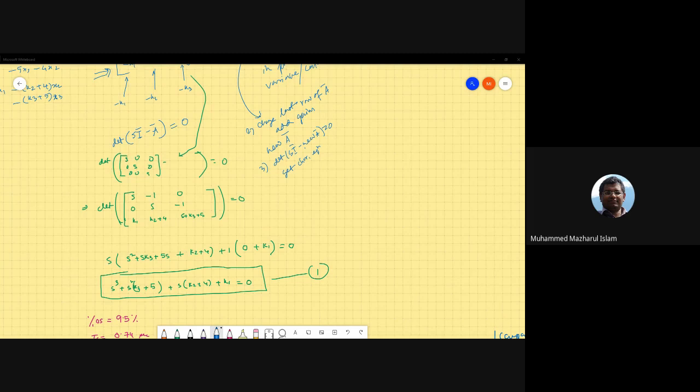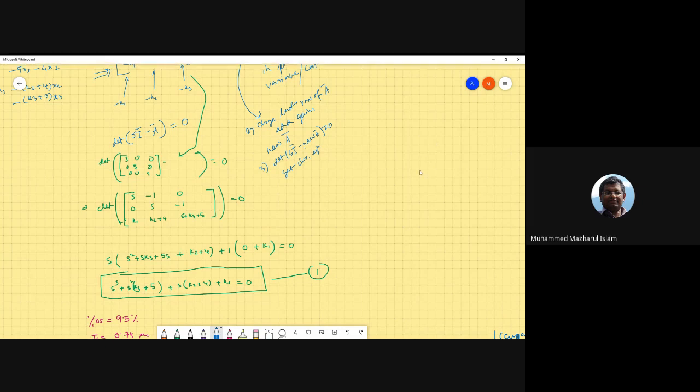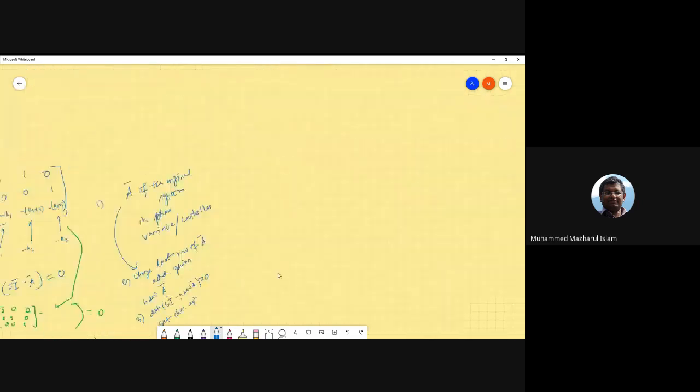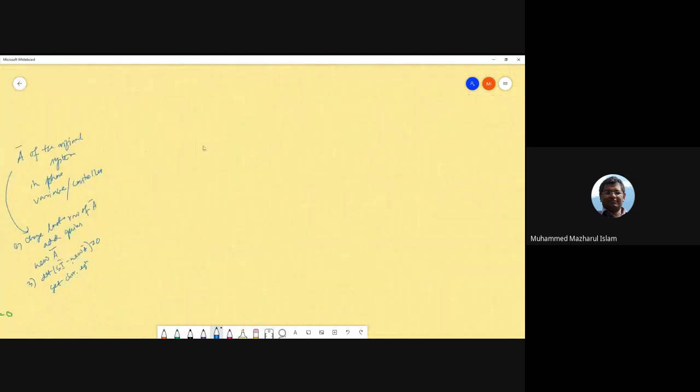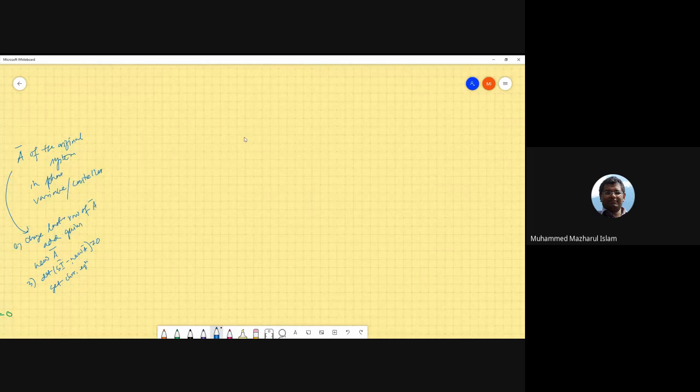In the skill assessment exercise, there is a plant, and they've asked us to design a system with a 5% overshoot and a peak time of 0.3 seconds. So have a look at that, and you can give me feedback in the next class on whether you are facing any problems or not.